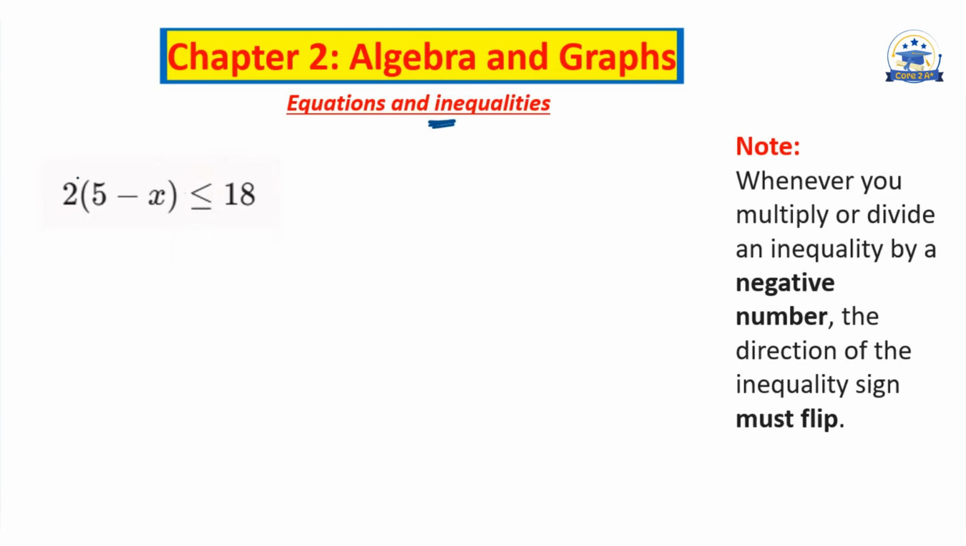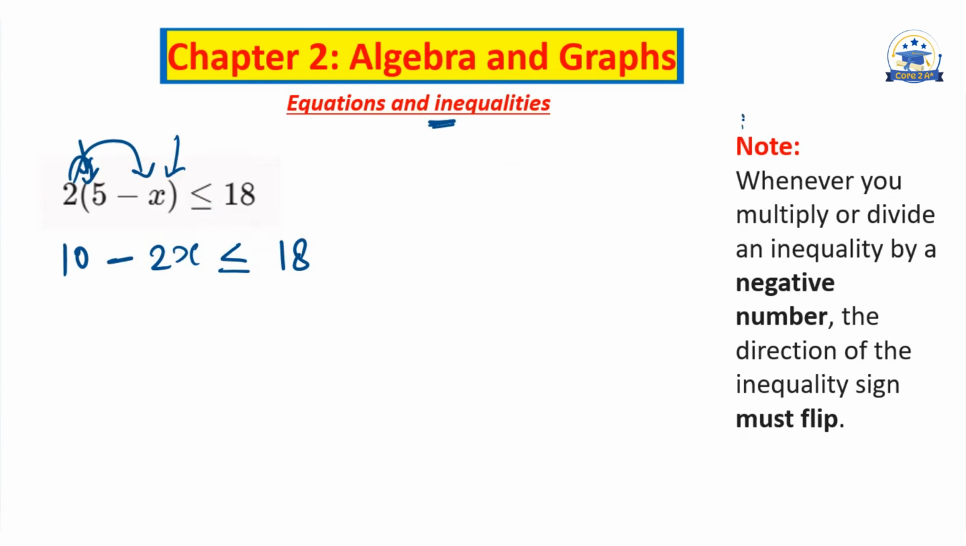First of all, just like previous, try to remove this parenthesis, this bracket. So how will we do that? 2 times 5 is 10, negative 2 times x is negative 2x, right? And then just bring down the sign, the symbol, whether less than or greater than, whatever symbol is there, and write the right hand side number.